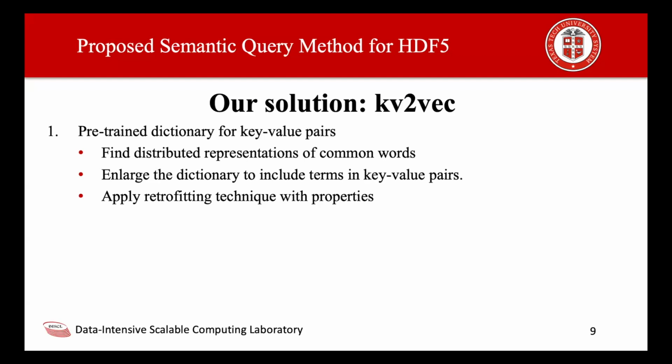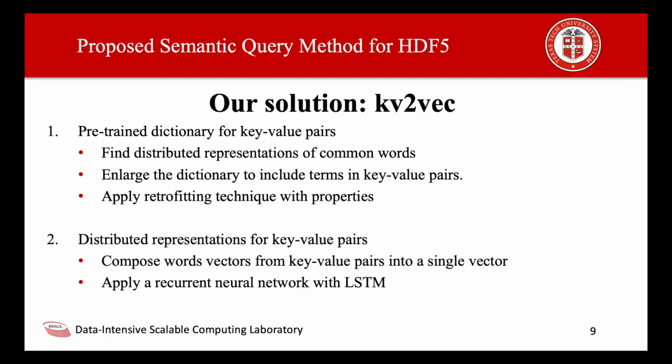And then we need to enlarge the dictionary to include the terms in key-value pairs, because we have many special terms in metadata attributes. And then we apply retrofitting techniques with these properties. After that, we propose our way to have distributed representations for key-value pairs. We can compose the vectors from words into one single vector to represent a key-value pair. And here we applied our RNN, recurrent neural networks, with long short-term memory.